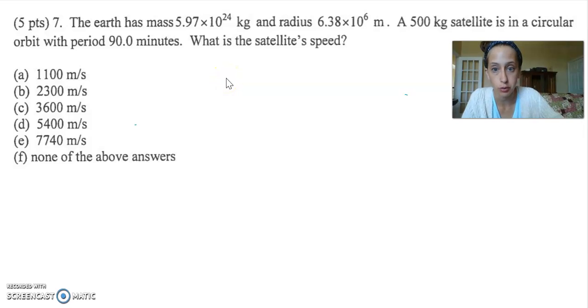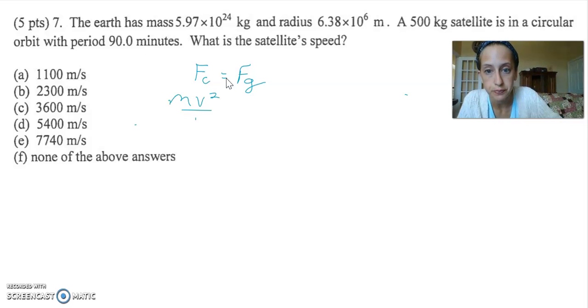Okay, centripetal force. What's causing the centripetal force in this situation is gravity. So the centripetal force equals the gravitational force. The centripetal force is mv squared over r, and the gravitational force is big G m1 m2 over r squared. There you go.